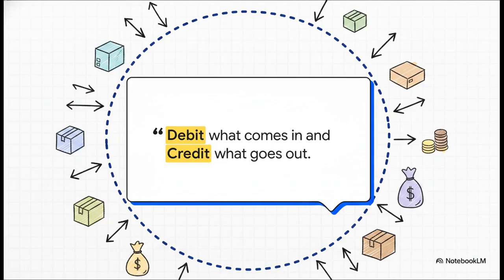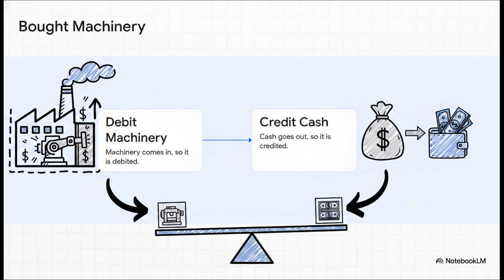Debit what comes in and credit what goes out. Imagine drawing a giant, literal chalk boundary line around your business. You simply debit whatever physically crosses that line to enter your business, and you credit whatever crosses that line to leave it. For example, imagine you're running a factory and you purchase some brand new machinery for 50,000 rupees in cash. If we apply our visual boundary rule, the physical machine crosses into your business, it comes in, so it gets a debit of 50,000.